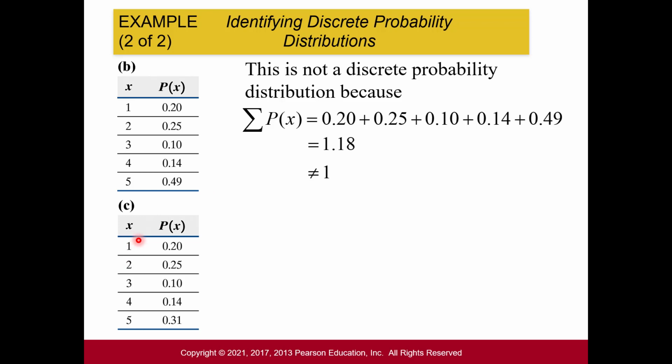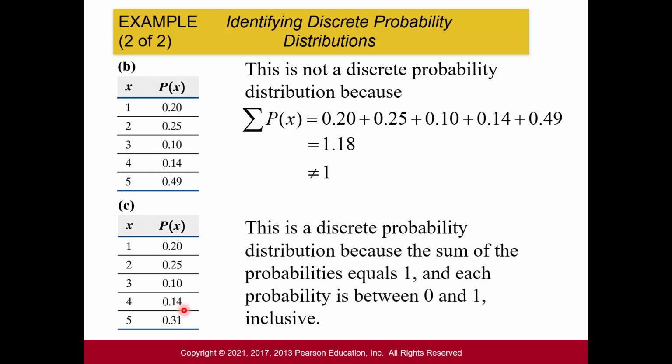Okay, let's take a look at C. We have our random variable values. We have their probabilities. And none of them are negative, so that's good. And if we add them up, they do equal 1. And so this is, in fact, a discrete probability distribution.